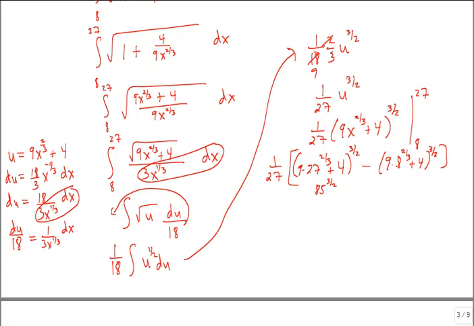The cube root of 8 is 2. 2 squared is 4. 4 times 9 is 36. 36 plus 4 is 40, so this will be 40 to the 3/2. So at this point you would use your calculator, punch these two in, subtract them, divide by 27, and it's approximately 19.65. Okay? So these arc length integrals tend to be messy ones. Usually I'm only going to give you ones that are solvable, typically by a U-substitution of some sort. Okay, let's try another example.